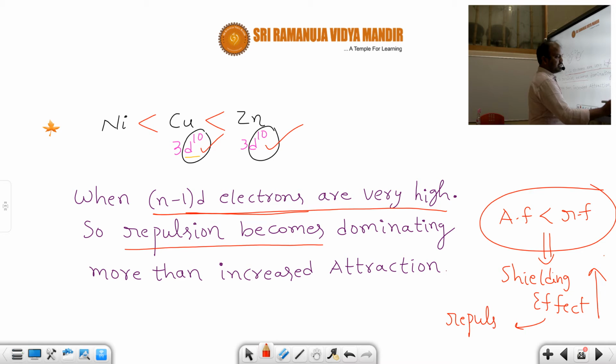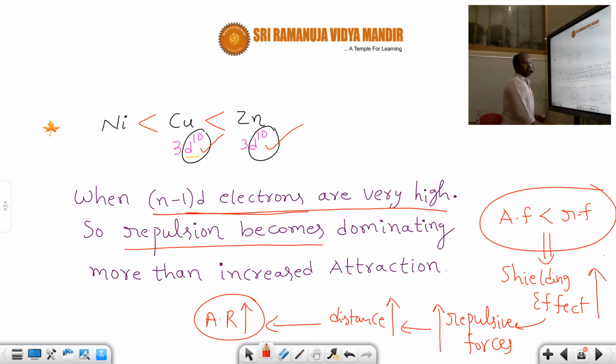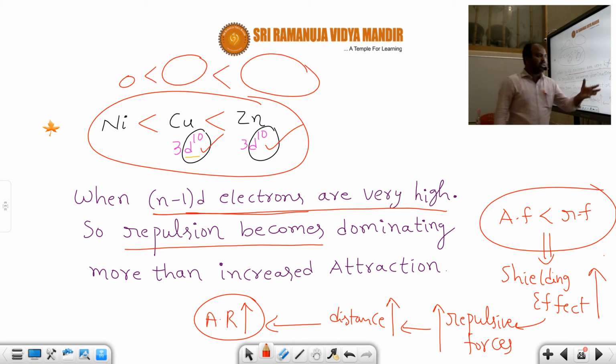When the repulsive forces increase, what will happen? The distance increases. When the distance increases, the atomic radius, or atomic size, increases. So in the third case, the last case, in the case of nickel, copper, zinc, what will happen to atomic size? Atomic size increases, because compared with attractive forces, repulsive force is more dominant, since the d subshell is completely filled.